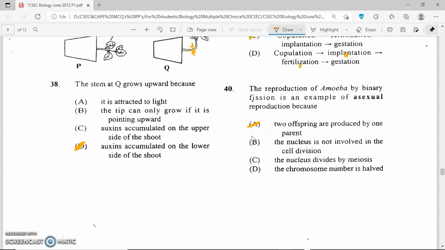Number 40. The reproduction of amoeba by binary fission is an example of asexual reproduction because, okay, the answer here is two offspring are produced by one parent. That's asexual reproduction, so the offspring will look identical to the parent. And in binary fission, one cell splits into two exact copies. So the answer here for number 40 is A.